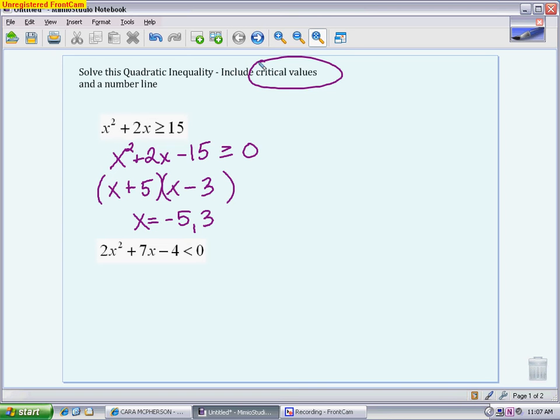So if you picture your quadratic, and you're welcome to graph it on your calculator, you can graph it on a piece of paper, you can just kind of think in your head, what is this going to look like? Well, my parabola is going to cross the x-axis at negative 5. It's going to cross the x-axis at 3. I know that this parabola opens up because my leading coefficient is positive. So I know that it looks something like this.